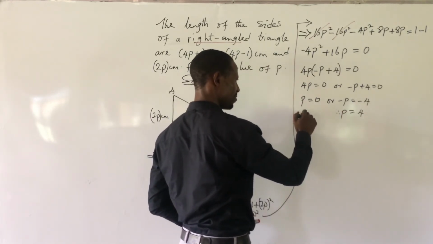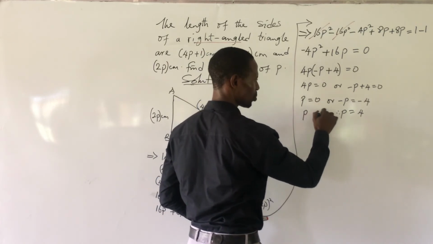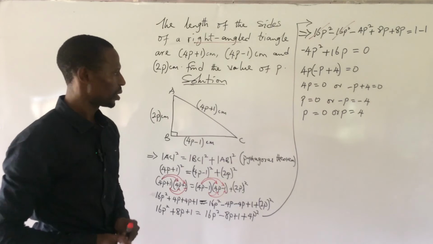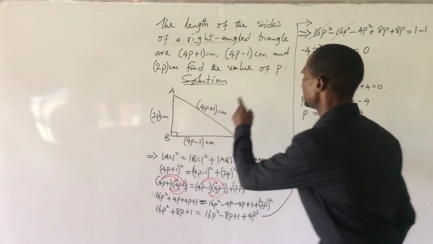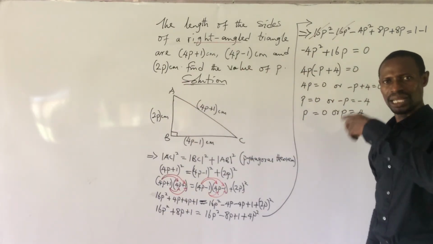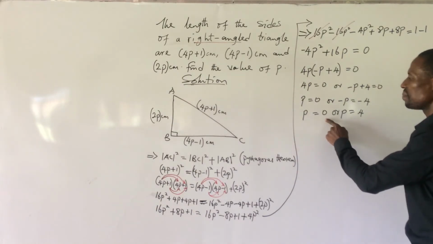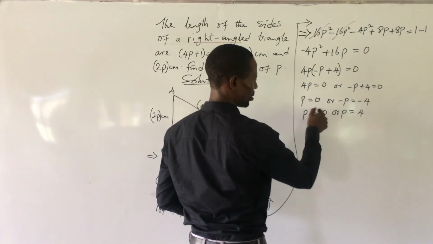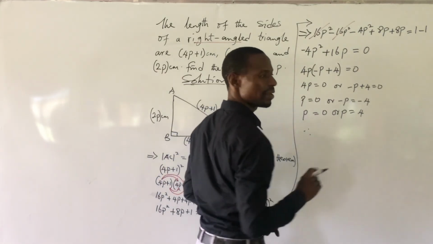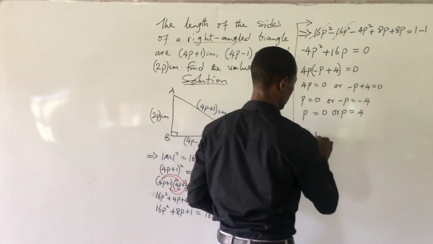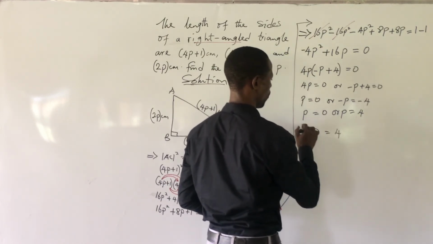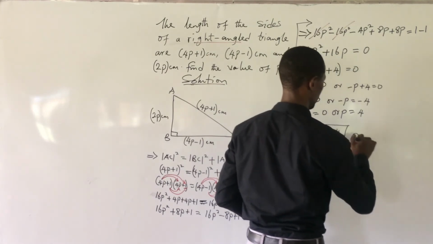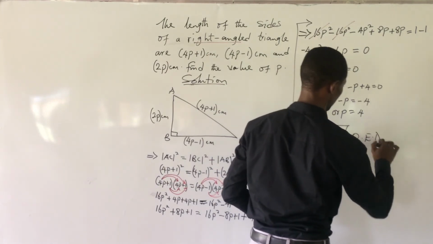And mind you, we have p is equal to 0, or p is equal to 4. Looking at this, it is a distance or a dimension. p can never be equal to 0, and so we strike this out. So the real value for p is equal to 4. So this is the value of p, QED.